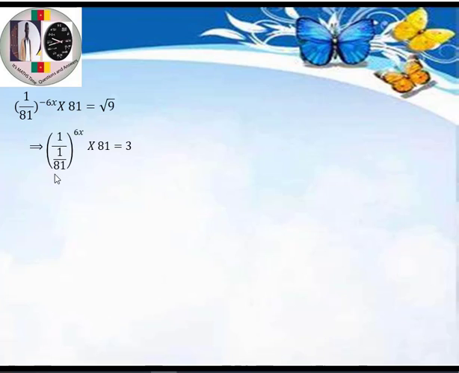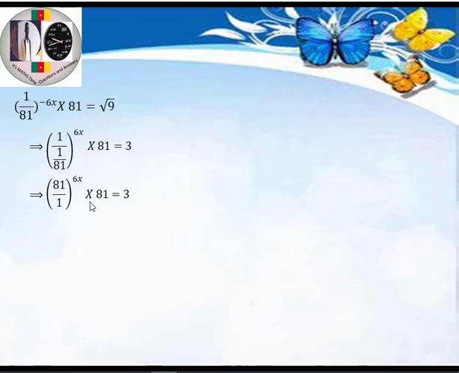So we'll take 81 over 1 all that power 6x. Still the same from the law of BODMAS. If we are dividing two fractions, we change the division sign to multiplication and we invert. So that fraction will be transformed to 81 over 1 all that power 6x times 81 equals 3. But 1 power anything is 1, so it will still be 81 over 1, and 81 divided by 1 is 81.